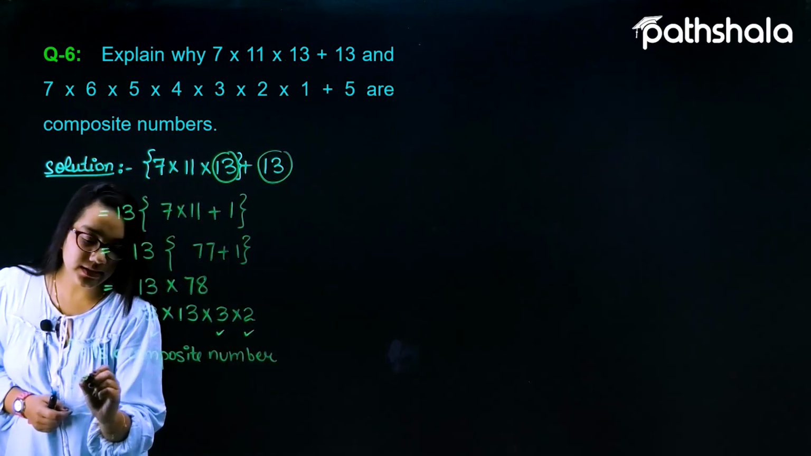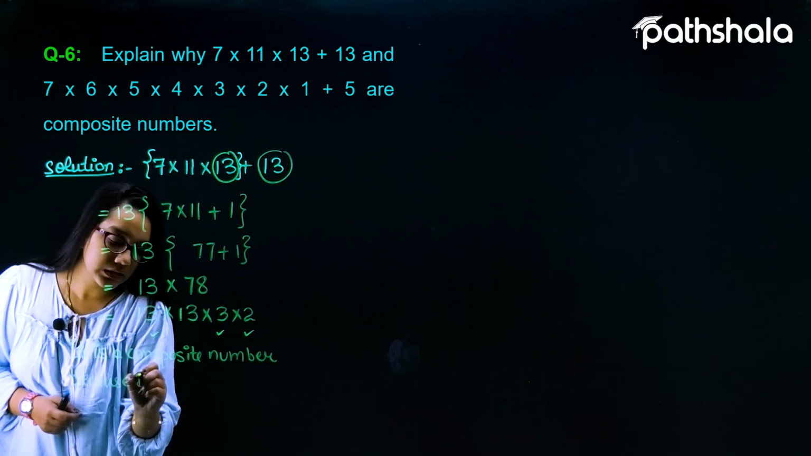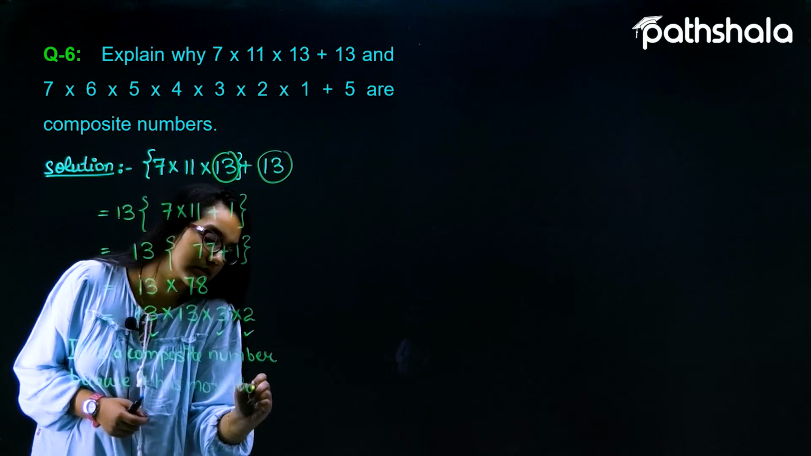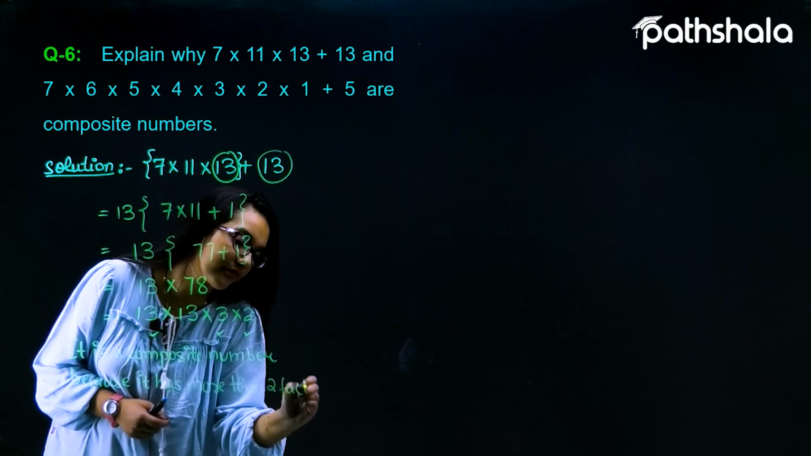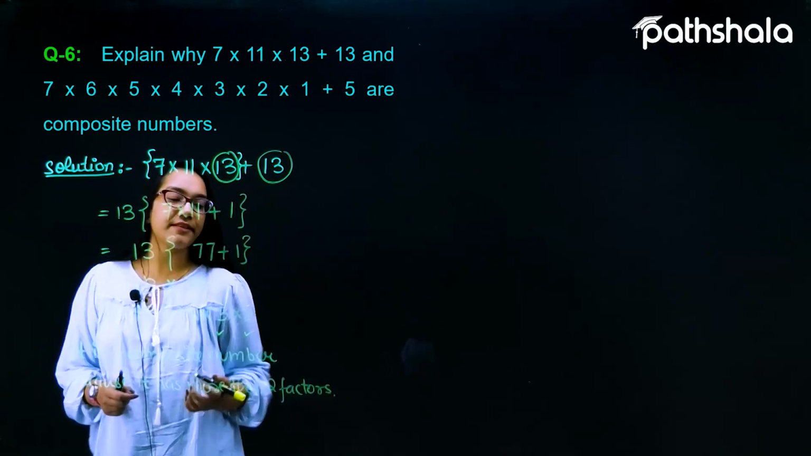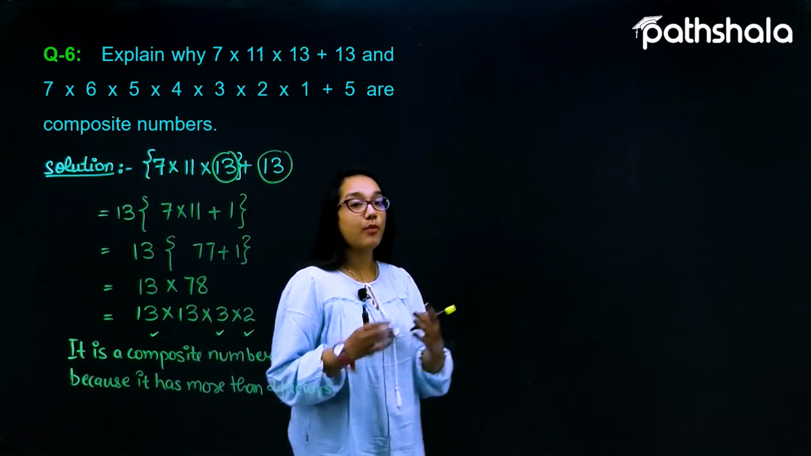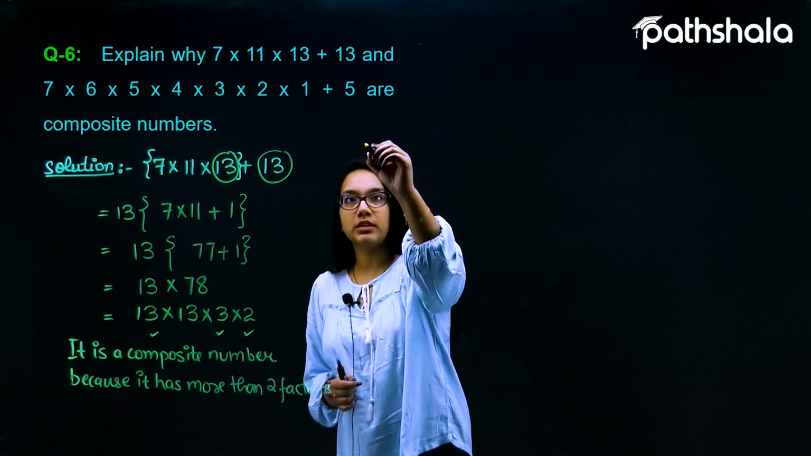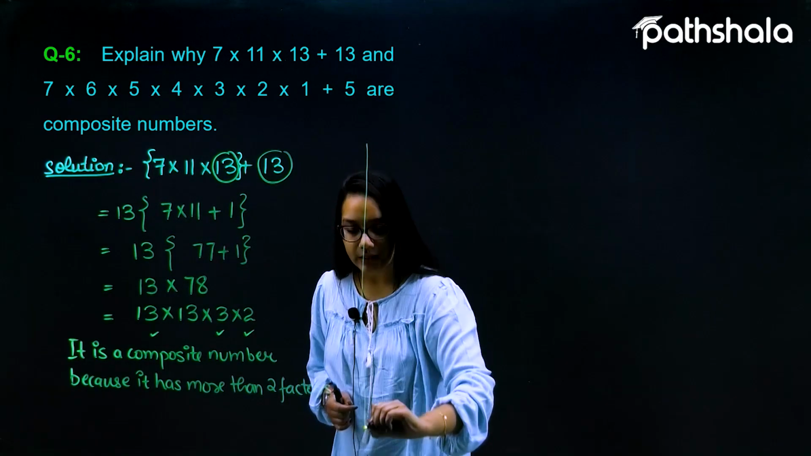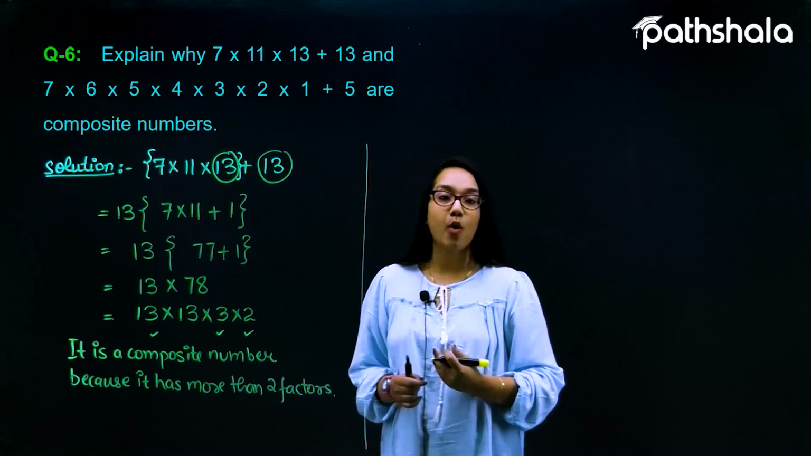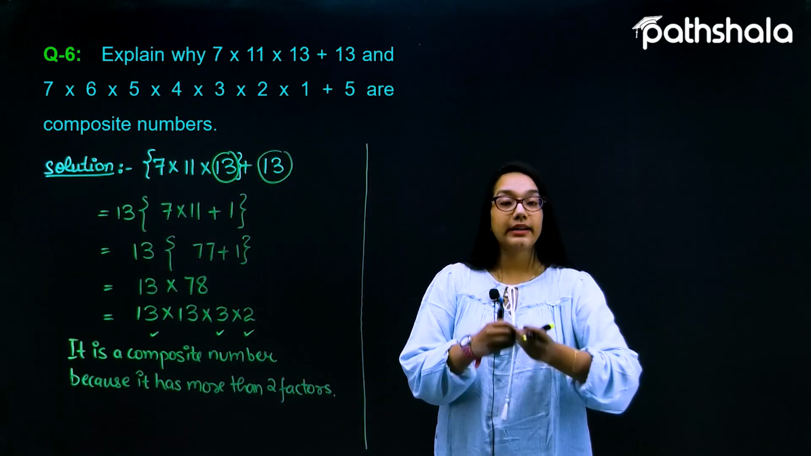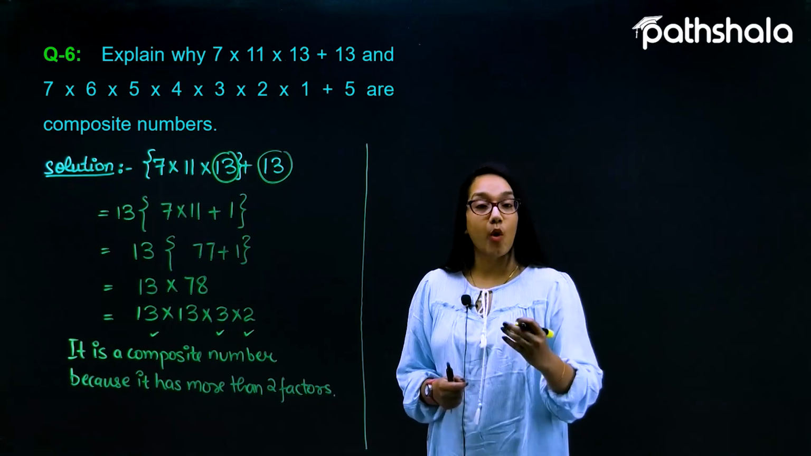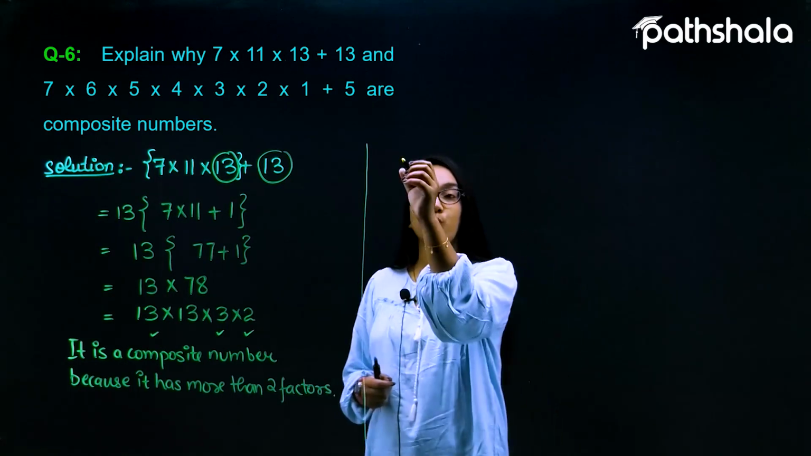Why so? What is the reason? Because it has more than two factors. As we can see, 13 is a factor, 3 is a factor, 2 is a factor, 1 is a factor, and the number itself is a factor. So the solution of the very first part is that yes, this is a composite number, and the reason is that it has more than two factors. That is why it is a composite number. Let's move on to the second part.